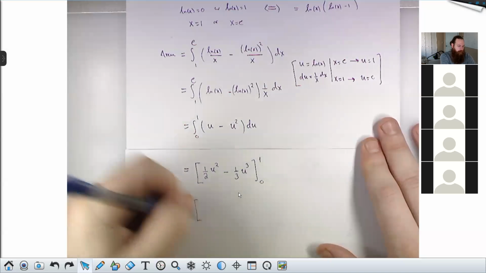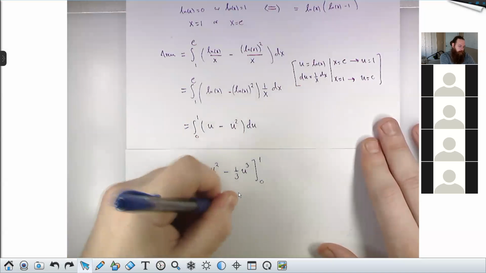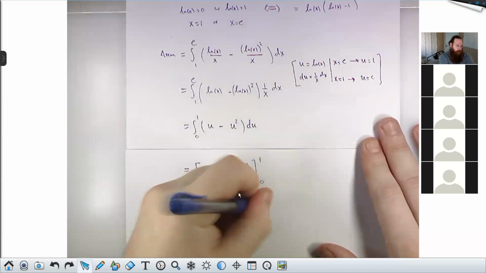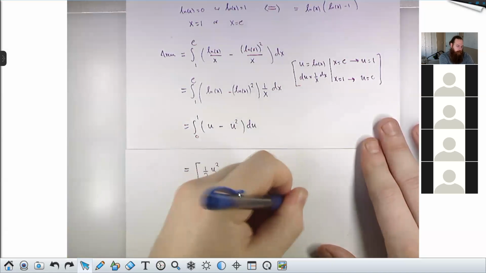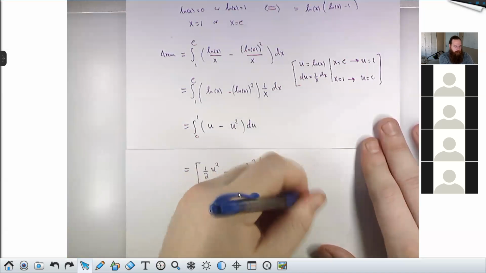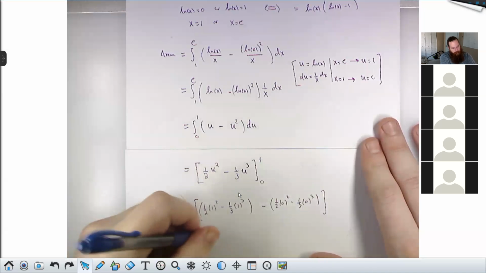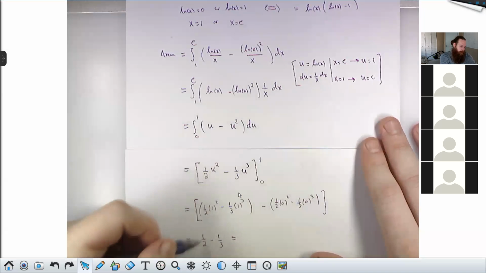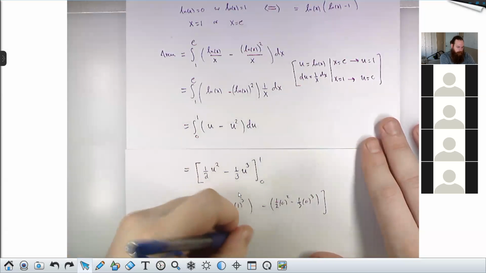When I plug in 1, you get 1/2 times 1 squared minus 1/3 times 1 cubed. And then when I plug in 0, I get 1/2 times 0 squared minus 1/3 times 0 cubed. That's all 0. So this is just 1/2 minus 1/3. So what is that? That's 3 over 6 minus 2 over 6. That's 1 over 6.